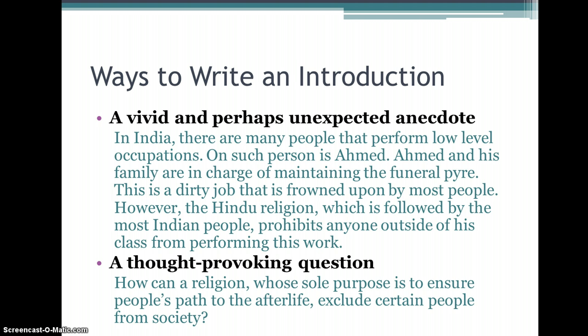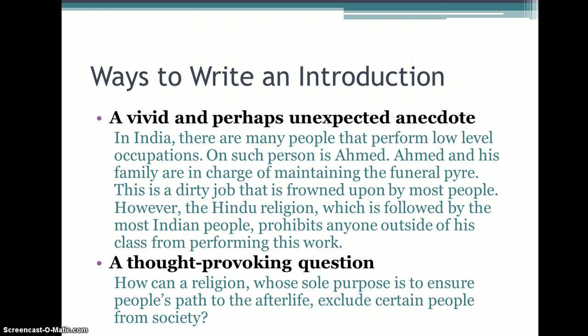Next, you could try a vivid or unexpected anecdote. Now, an anecdote is another way to say a story. Usually it's a personal story, so you need to make it about someone or something. So I kind of stuck along the same lines as the previous one about the caste system. In India, there are many people that perform low-level occupations. One such person is Ahmed. Ahmed and his family are in charge of maintaining the funeral pyre. This is a dirty job that is frowned upon by most people. However, the Hindu religion, which is followed by most Indian people, prohibits anyone outside of his class from performing this work.